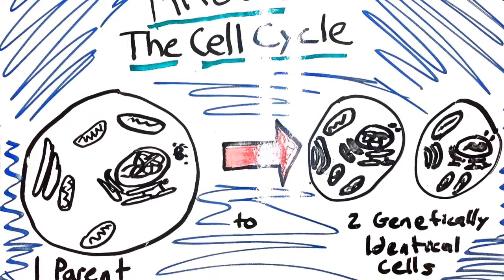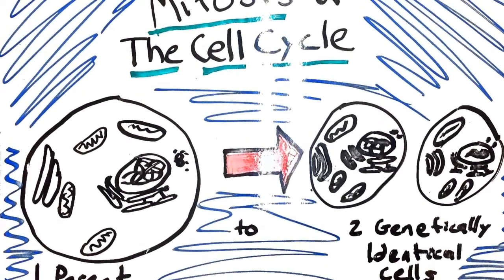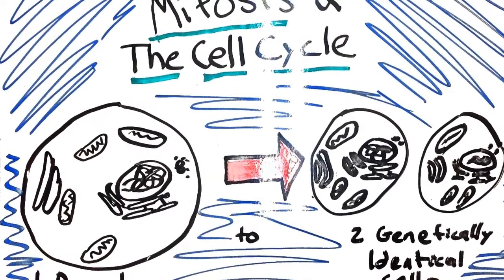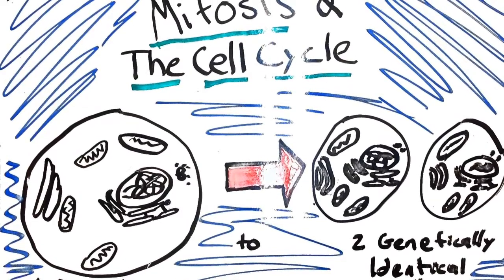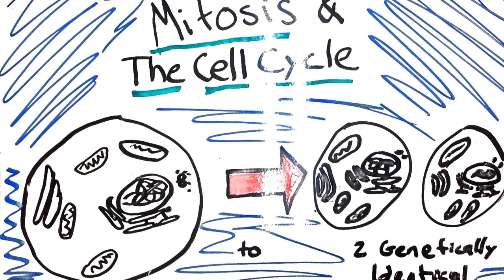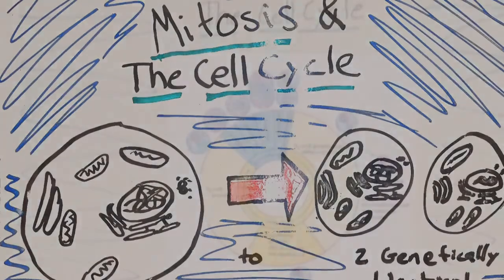Mitosis is a form of asexual reproduction. During mitosis, a cell divides into two genetically identical cells. Cells need to divide in order for an organism to grow, repair itself, and in some cases, reproduce. Here we will show you the cell cycle, as well as all four main phases of mitosis.